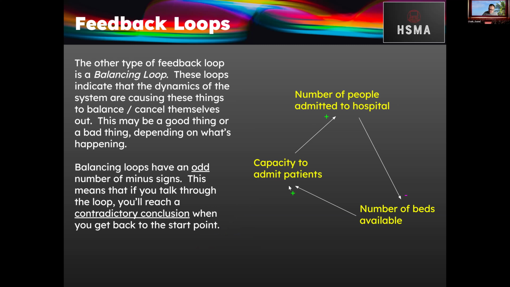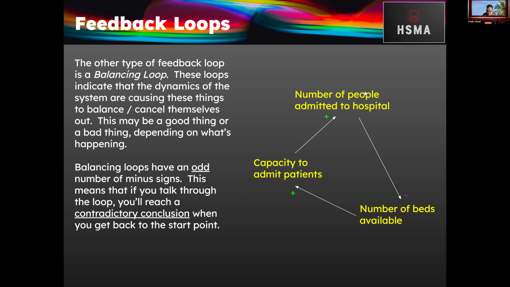So that's one type of loop, a reinforcing loop. The other type of feedback loop that we get is known as a balancing loop, and that's basically the opposite. Okay, so with a reinforcing loop, things snowball, they keep increasing or decreasing. Whereas a balancing loop indicates that the dynamics, the structure of that system, is causing the things within the loop to balance themselves out or cancel themselves out. And again, it might be a good thing, it might be a bad thing, depending on what the loop represents.